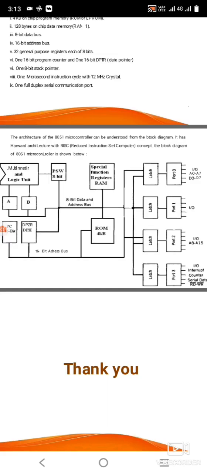Port 0 is available for IO interfacing, address and data, that is A0 to A7, D0 to D7. Port 1 is available only for IO interfacing purposes, and port 2 carries the higher address lines only, A8 to A15. Then port 3 is for IO ports, interrupts, counters, and serial data read and write. Okay, these are the variations in the 8051 microcontroller block diagram.